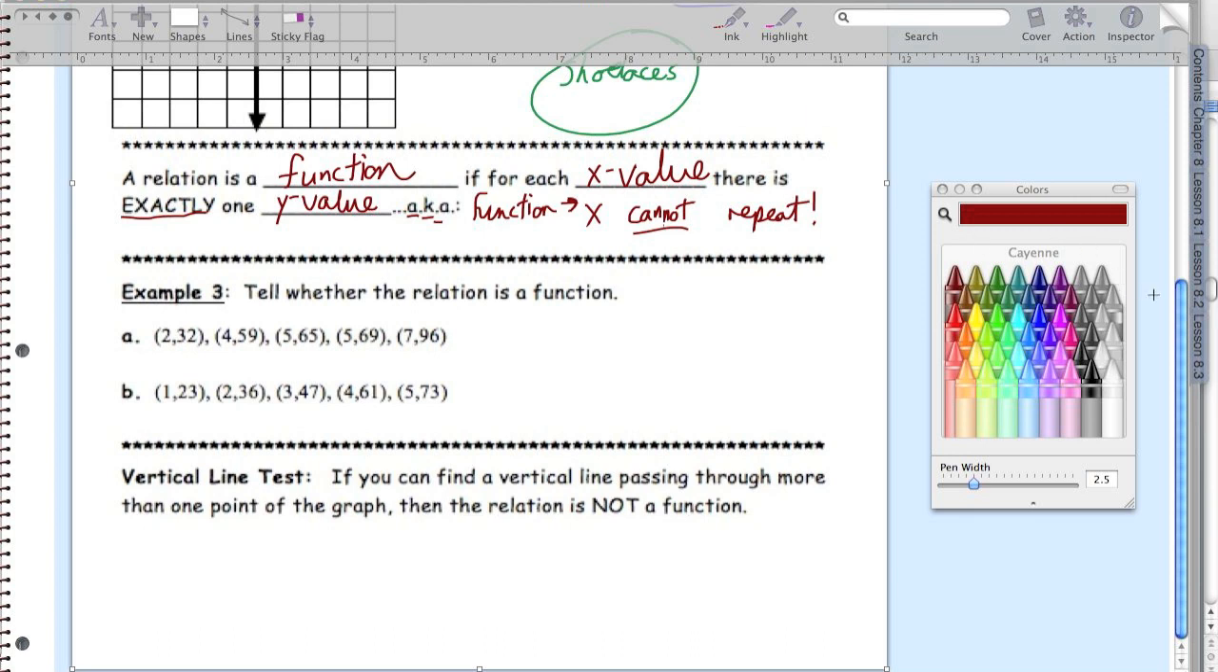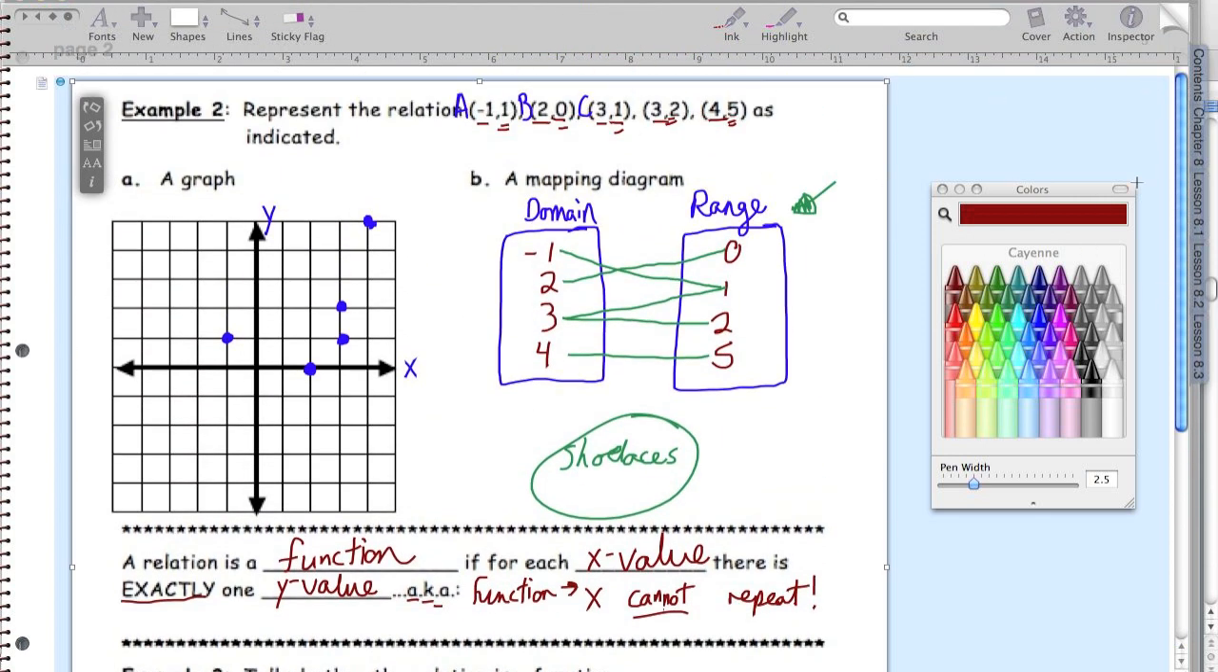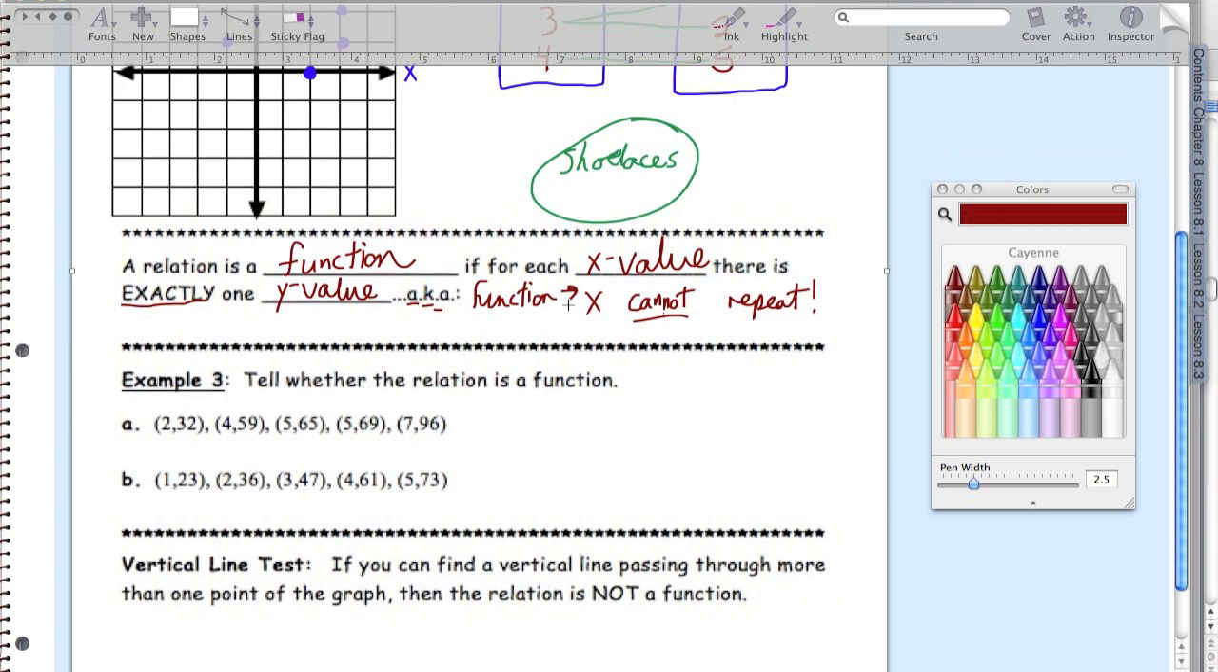And we've looked at a few above where we saw some repeating values, x or y. Now notice I didn't say anything about the y values repeating. They can kind of do whatever they want, but the x values cannot repeat. Okay? Let's try an example.